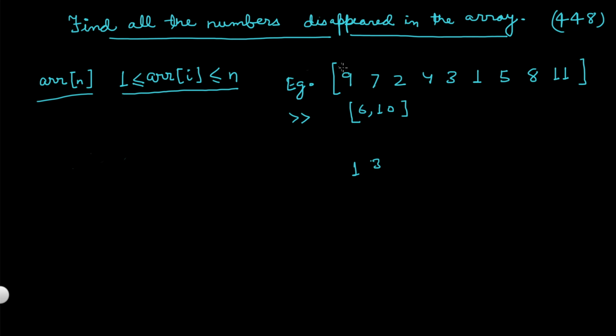We are given an example where we have some elements and some elements are missing from this array, so we have to return those elements. As you can see, in this array we are given elements which range from 1 to 11, and we are missing two elements, that is 6 and 10. So we return these two elements, right? So how can we do this?